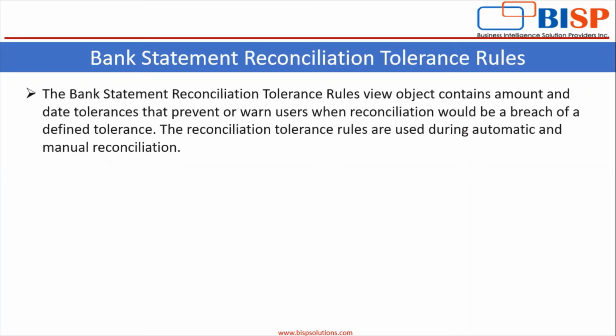Say we are reconciling the bank statement line and the transaction in the application, and we can give the tolerance amount, like 10. So if there is a fluctuation of rupees 10, then the reconciliation will accept that. On the basis of this, the reconciliation can be processed.